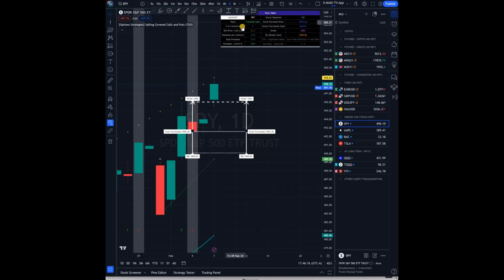We have the color. There's a style, covered calls, one contract. This is our bid price, which we set to 250. Now this is the premium per contract. You would receive $250 when you sell this contract. This is total premium in case you're going to use more than one contract, and this is premium plus a live profit loss. Let me explain what the live profit loss is.